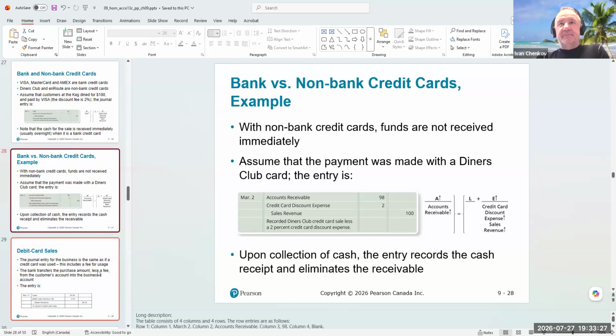For non-bank credit cards, an example will be some other institution, diners club cards, or some other institution. They can also provide a credit card, which is different than a Visa, MasterCard, or American Express card. So in that case, the same scenario is going to apply. You're going to credit the actual sales. You're going to debit the actual cash that you're receiving, and the difference is going to go to the credit card discount expenses.